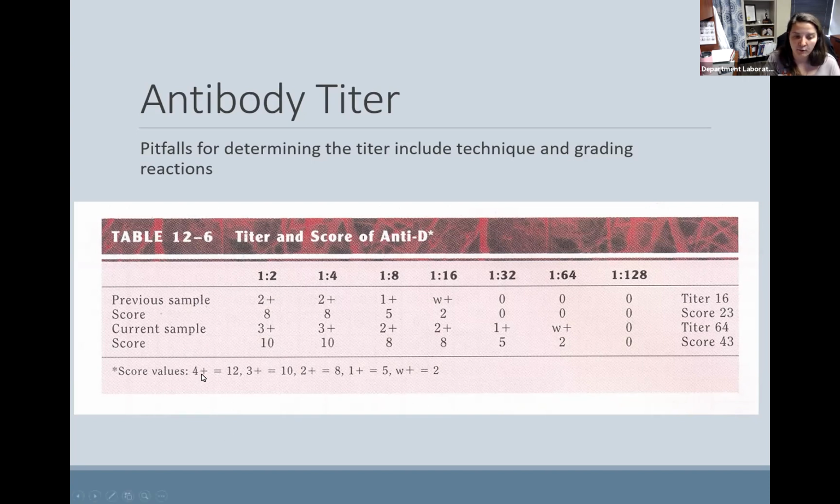And so if the reaction is 4+, that's a score of 12. If the reaction is 3+, that's a score of 10. And then a score of 2+ is 8, 1+ is 5, and then a weak plus is 2. And then a negative reaction is 0. Add all of those up, and then you're assigned a score. So the higher the score, the higher the titer. I personally have never used the scoring system, but some institutions might use that. So just so you're aware, you don't have to memorize that though.